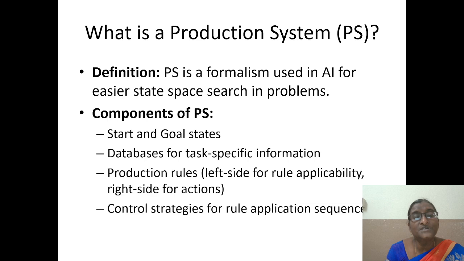And you also have the production rules. The production rule has a left hand side and a right hand side. The left side will have the applicable rule and the right side will have the action that is to be performed when that rule is matching with the current situation. And you also have control strategies for rule application sequence, that is the order in which the rules are applied. You have some set of rules in production rules. Those rules will be chosen as per the current scenario and you'll try to solve the problem.